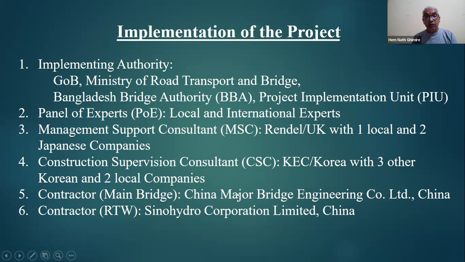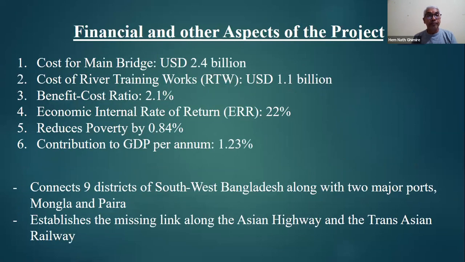Contract: the main bridge contractor was China Major Bridge Engineering Company Limited, a Chinese company, and the river training works also by Sino Hydro Corporation, China. Cost of the main bridge, USD 2.4 billion, river training works, USD 1.1 billion. So the total is 3.5 billion USD for the project. So these are the economic and other aspects. I'll not go through all the details. This bridge connects nine districts of southwest Bangladesh along with two major ports, Mongla and Paira. And it establishes the missing link along the Asian Highway and the Trans-Asian Railway as well.